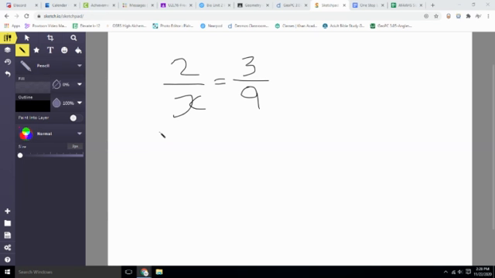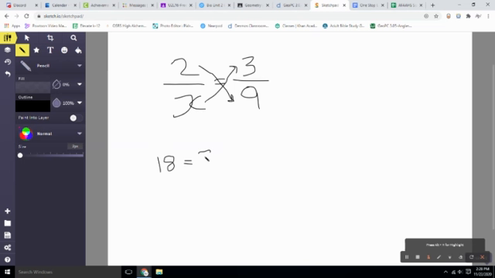What that means is that whenever there's a proportion set up on both sides of the equal sign, what you do is you cross multiply. So you take this 2 and you multiply by the 9, and you take this x and you multiply by 3. What that gives you is now 2 times 9, which is 18. Bring down your equal sign. Now you have 3 times x, which is 3x. We would get rid of the 3 by dividing both sides by 3.